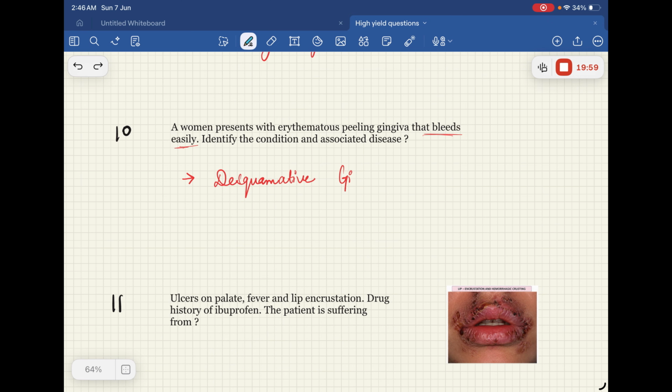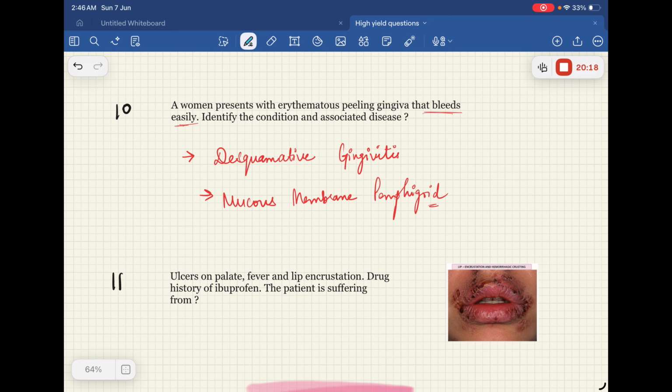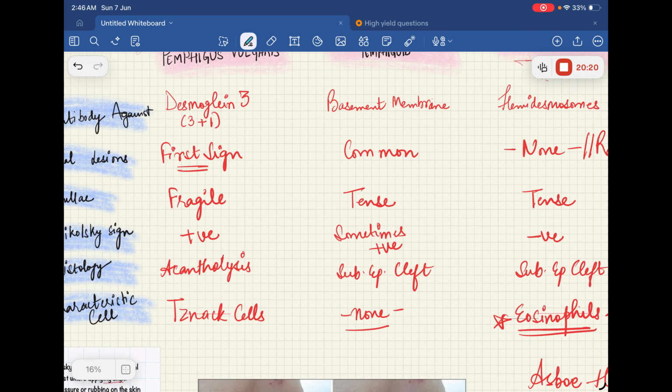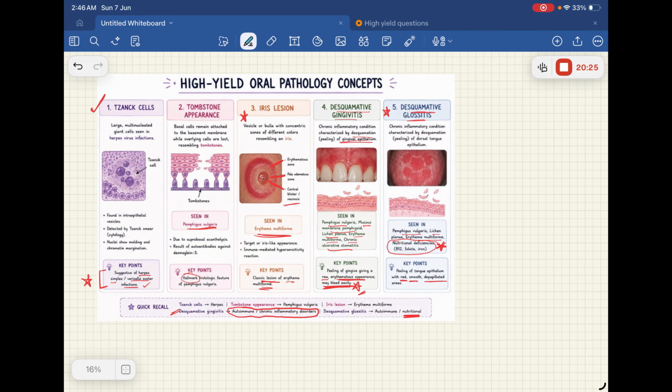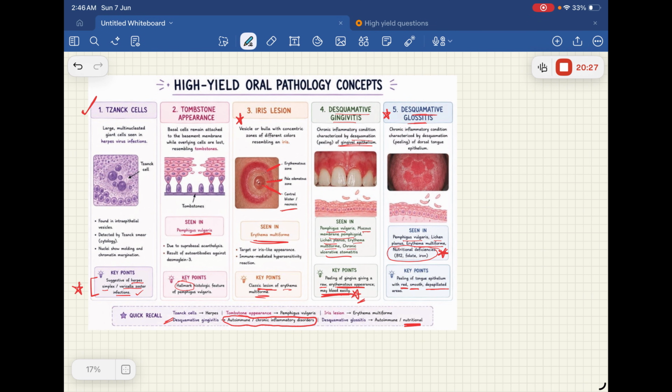Gingivitis and the associated disease is mucous membrane pemphigoid. Remember that there are a lot of lesions associated with desquamative gingivitis, but your first option should be mucous membrane pemphigoid. Okay.